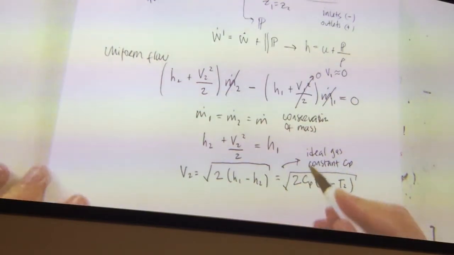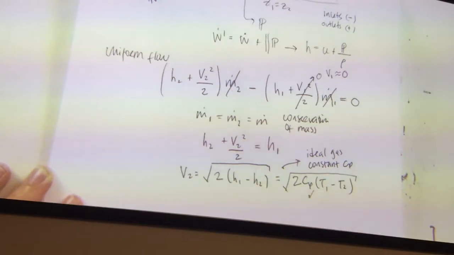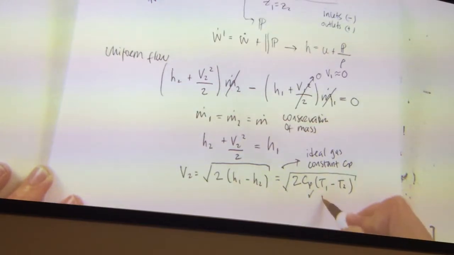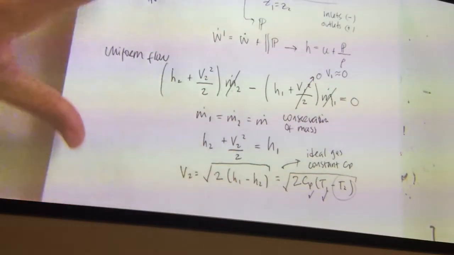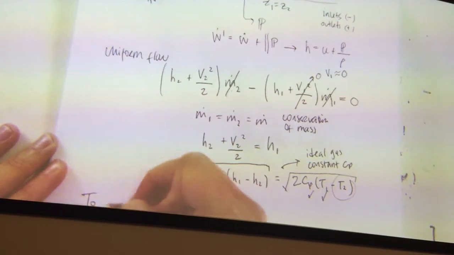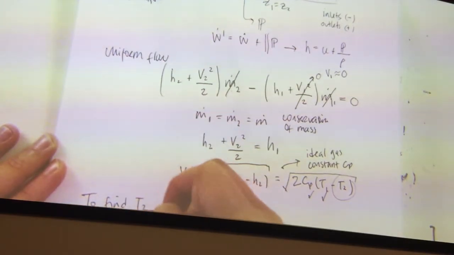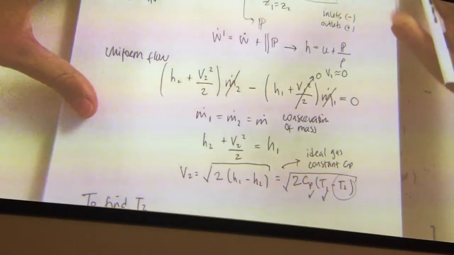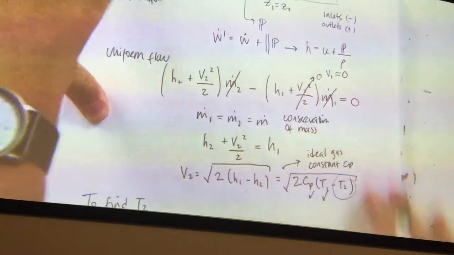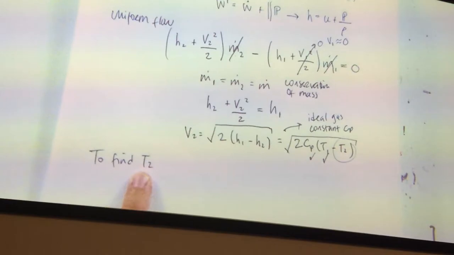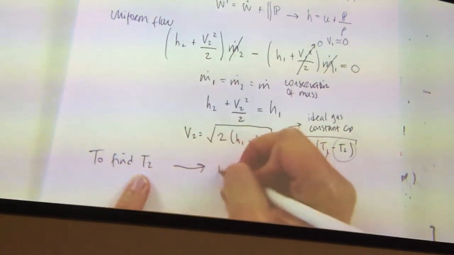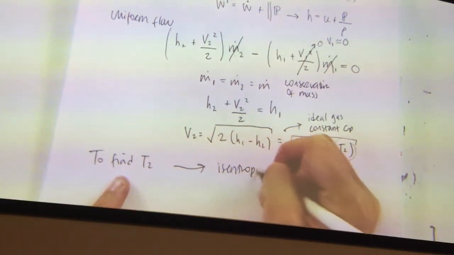So what do we have here? We have the Cp, it's given to us in the problem. They give us the inlet temperature, but we don't have T2. So the next thing on this problem is to actually find the temperature at location 2. So to find T2, how do we do that? Now we know that we have the three conservation laws: mass, momentum, and energy, but we never really talk about temperature in there. The equation that has temperature in it was when we talked about the isentropic relations.